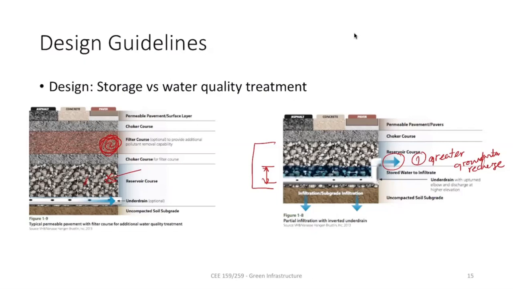Again, as you see, there are a lot of optional cases. This filter layer is optional, the underdrain is optional, the raised outlet is optional, but everything else is not optional. It means you have to have the pavement layer, you have to have the choker course, which is basically the interface between two different layers. That's something you need to have to ensure there is no mixing, and each layer is protected. So those are the things you've got to have.